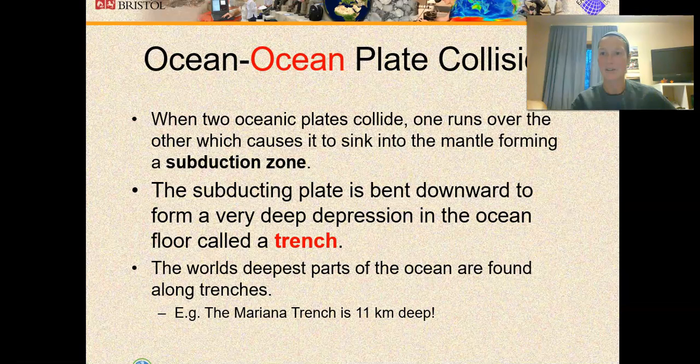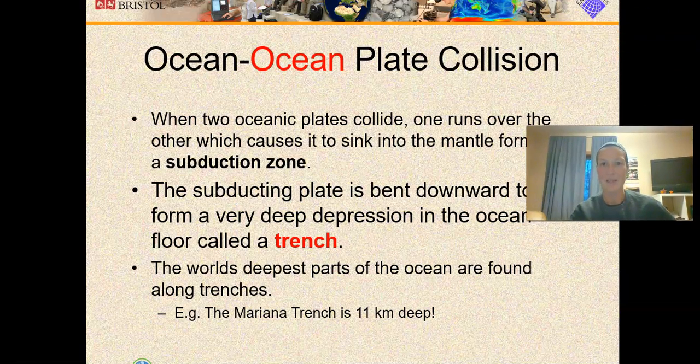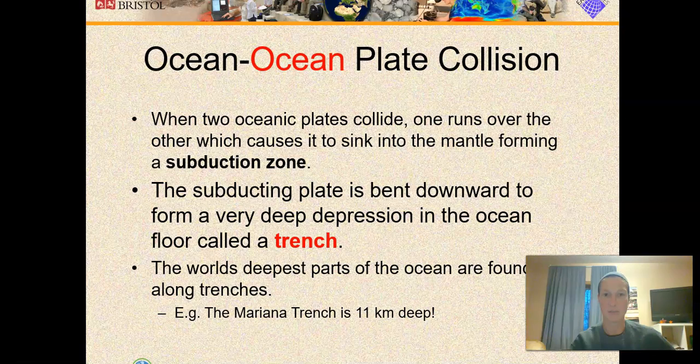The last interaction of the converging plates is your ocean-ocean plate collision. Just like when two oceanic plates collide, one runs over the other and forms a subduction zone. It's kind of like two oceanic plates come together and then they both kind of sink. This can form a place called a trench. The world's deepest parts of the oceans are found in these trenches, like the Mariana Trench, which is 11 kilometers deep. It's about 7 miles. So it's very, very, very deep. These ocean-ocean plate collisions are super deep.